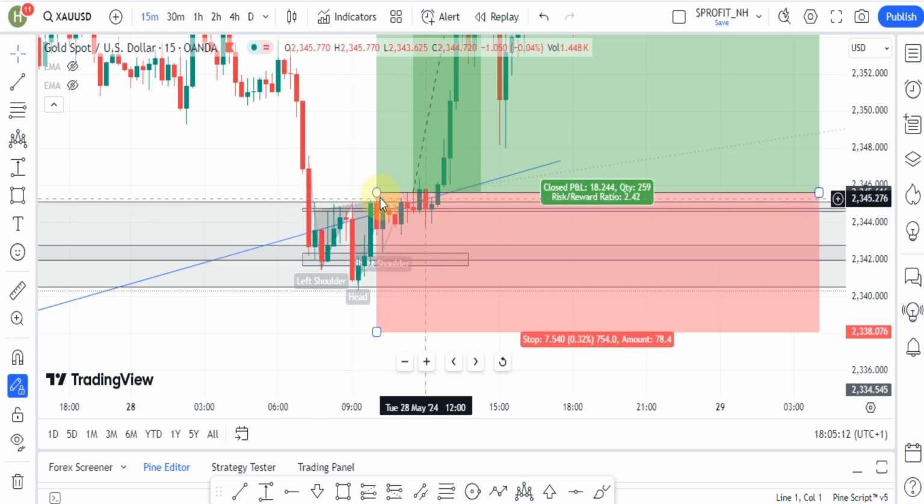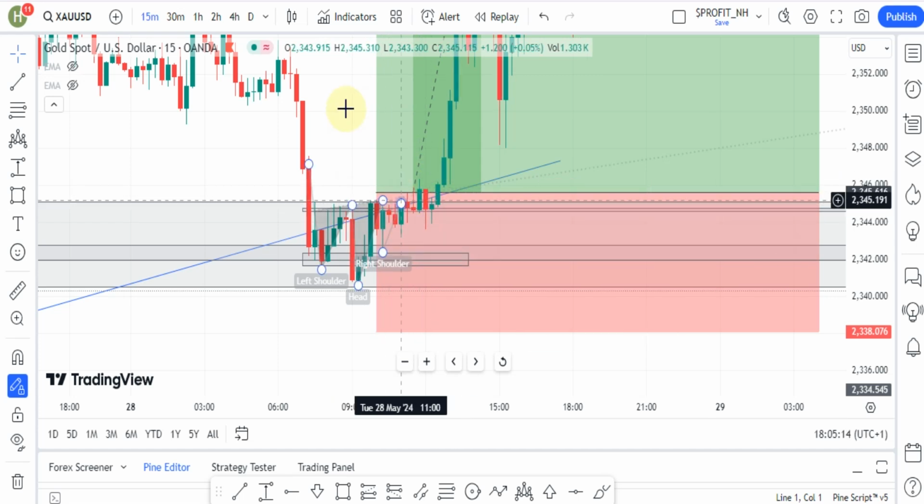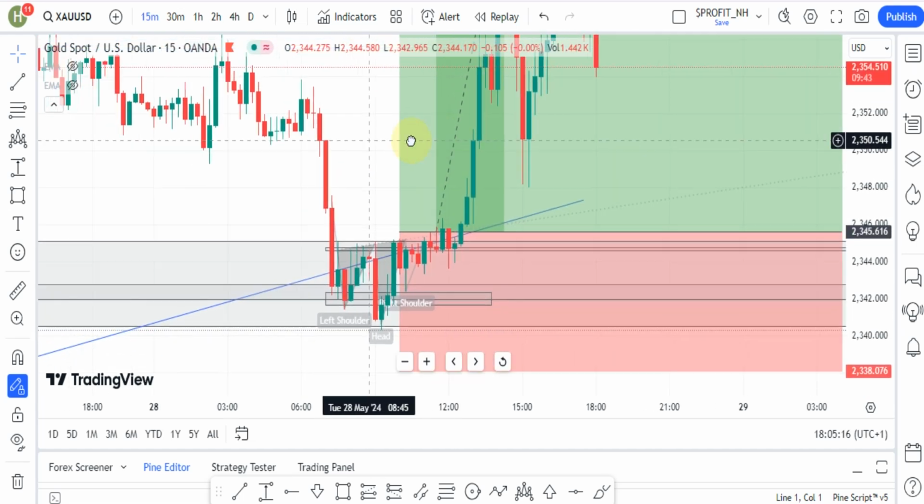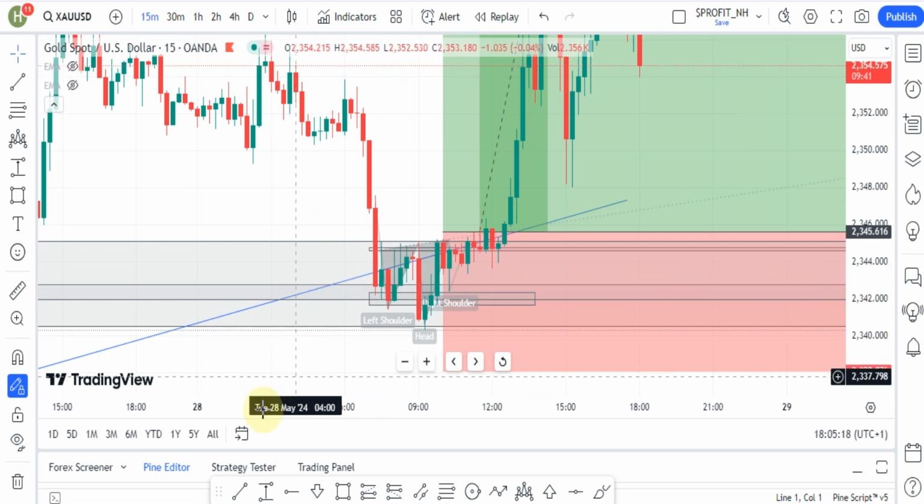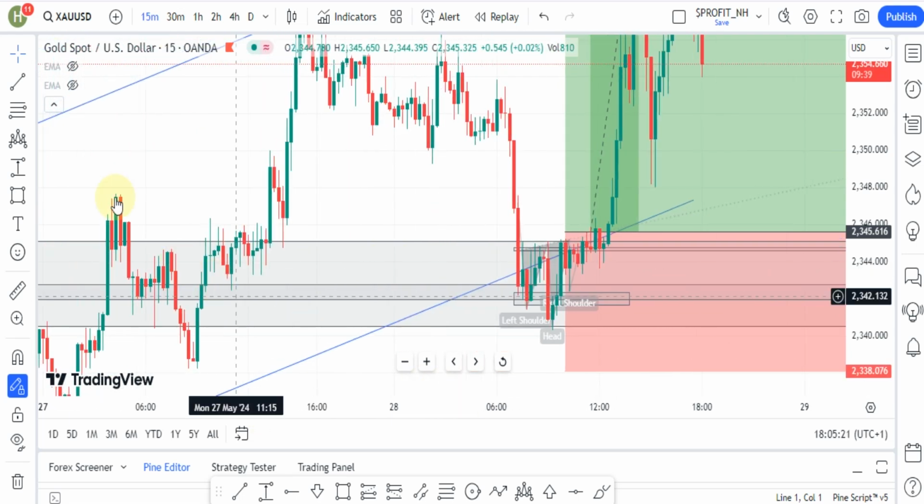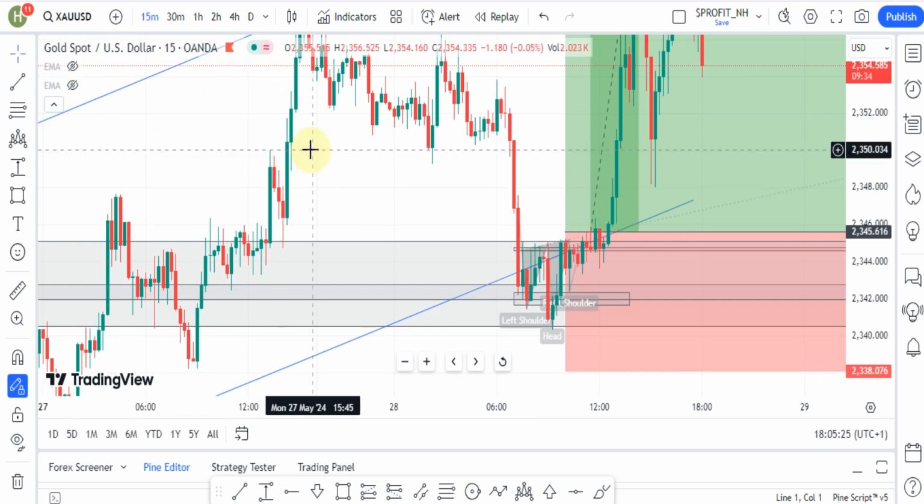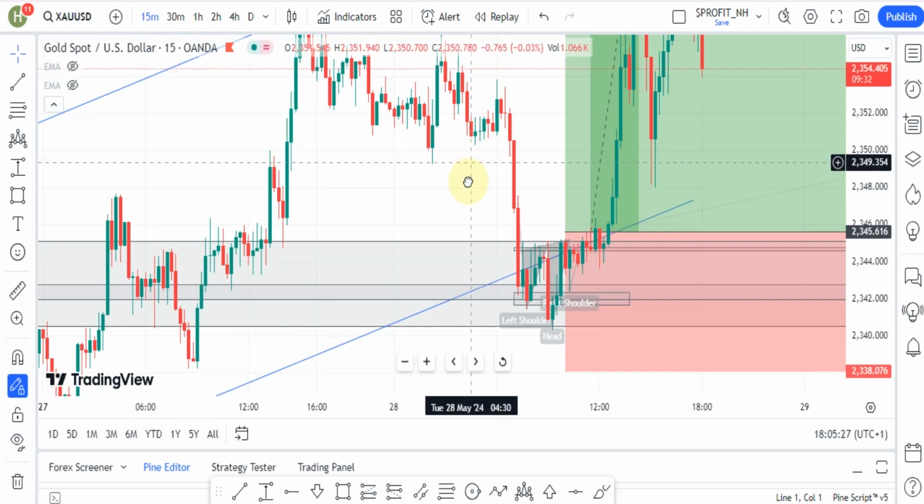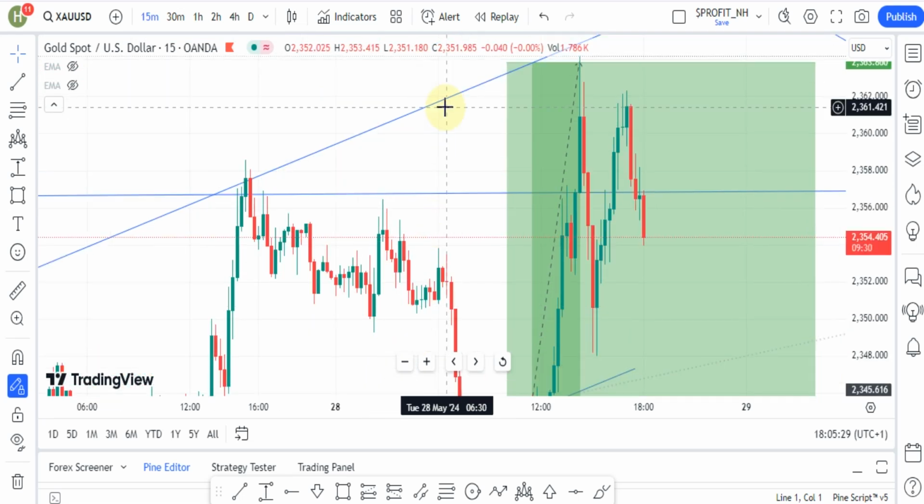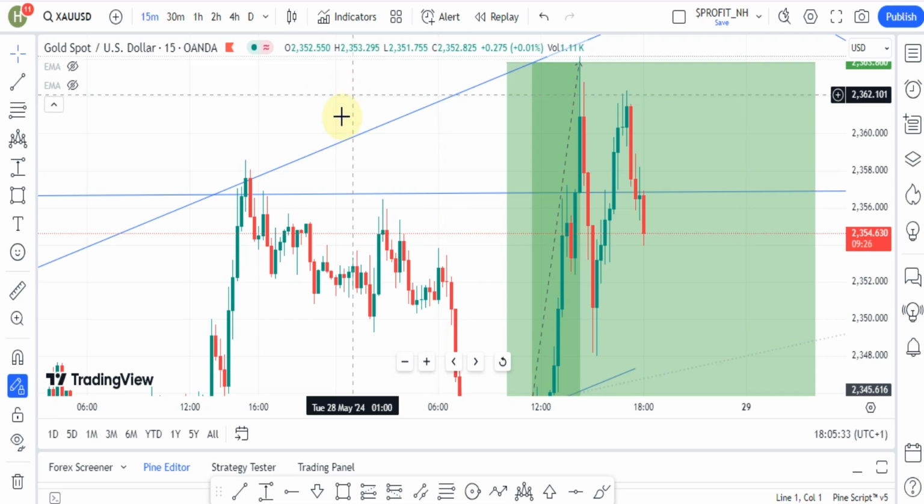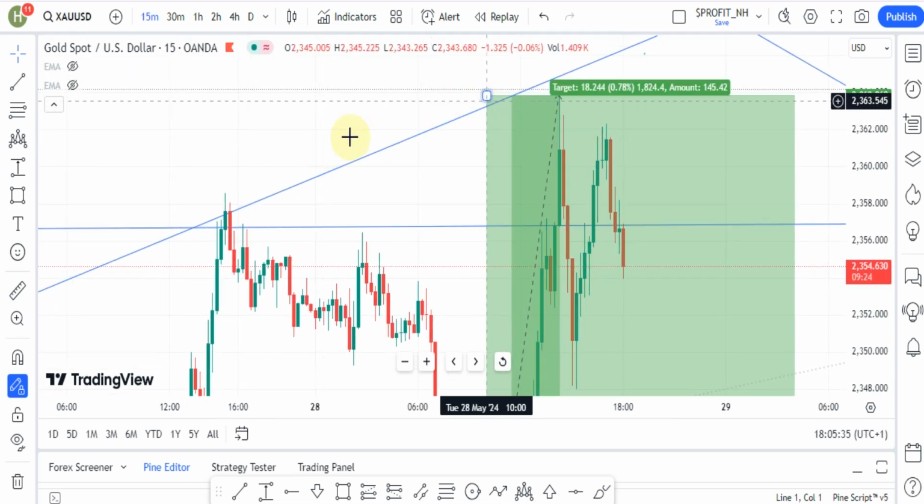Then after breaking above this neckline, I take my entry from there, having my take profit one at these key areas. So I had my take profit one at this point. Take profit two was at this point. Then I had my take profit three all the way up here, where I had this support and this resistance from this trend line.